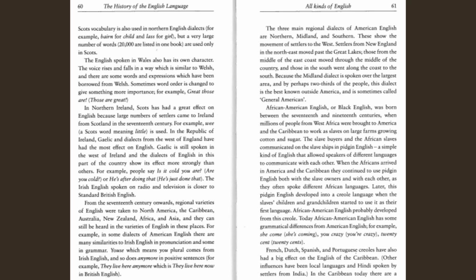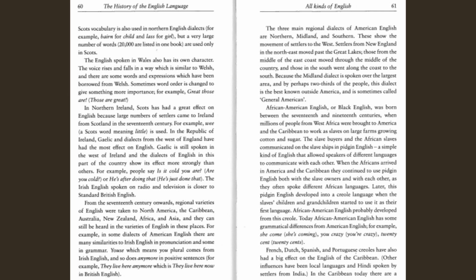From the 17th century onwards, regional varieties of English were taken to North America, the Caribbean, Australia, New Zealand, Africa and Asia, and they can still be heard in the varieties of English in these places. For example, in some dialects of American English, there are many similarities to Irish English in pronunciation and some in grammar. "Youse," which means you plural, comes from Irish English, and so does "any more" in positive sentences. For example, "They live here anymore," which is "They live here now" in British English.